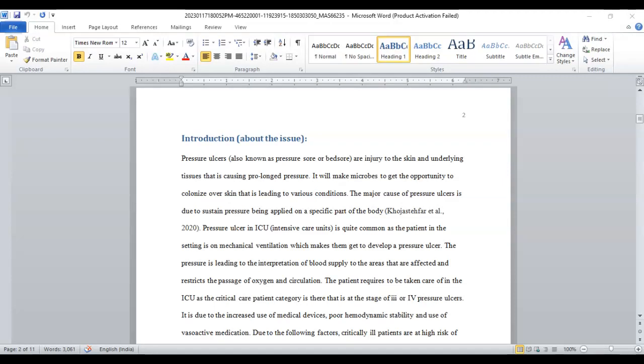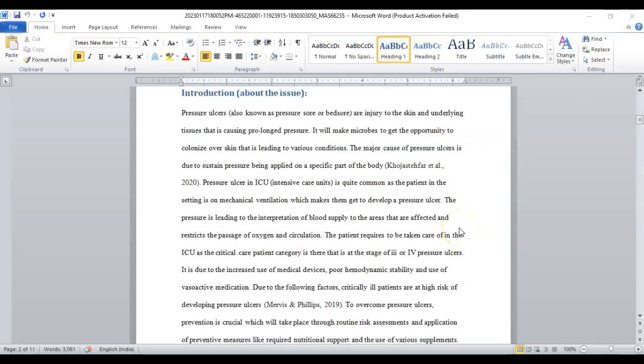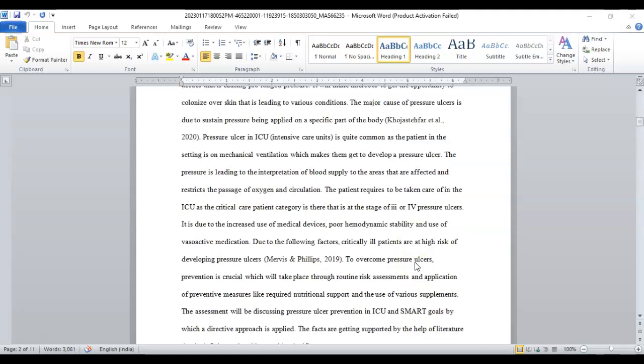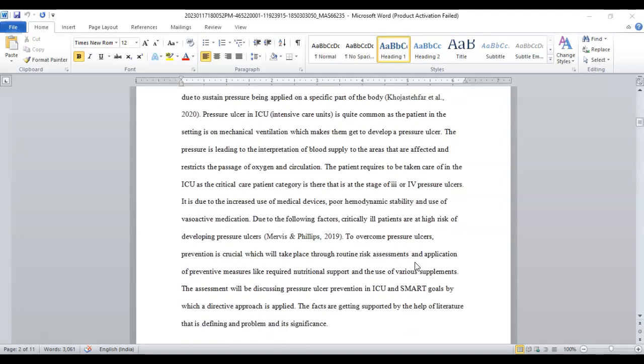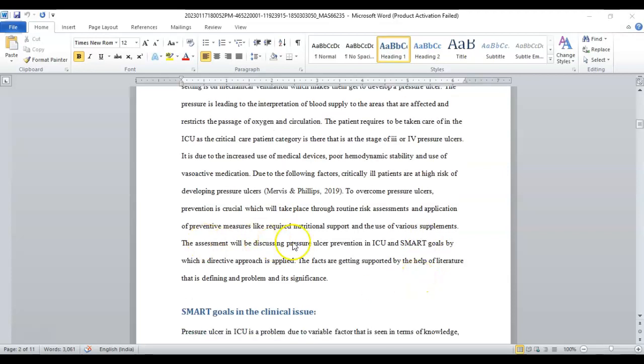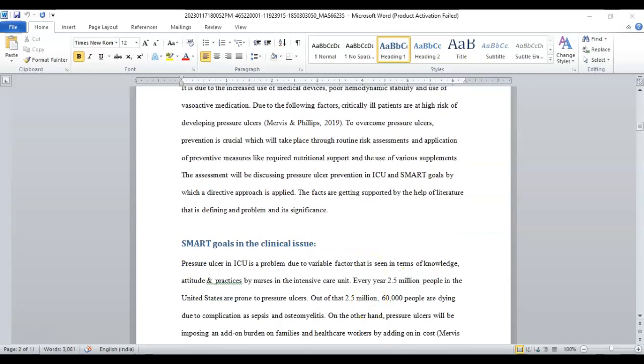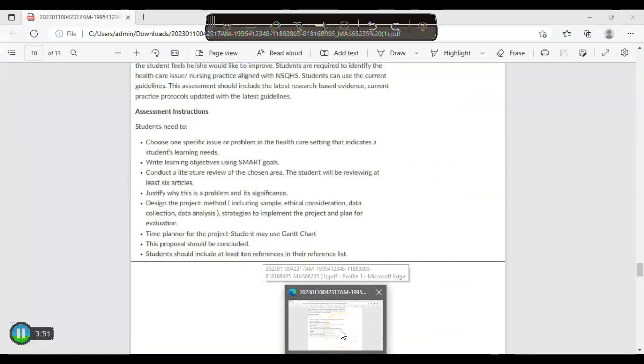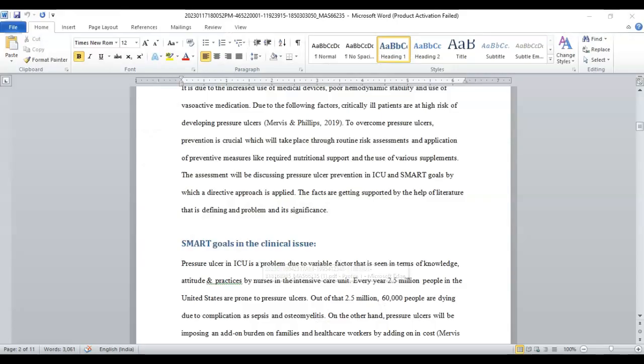So we are writing an introduction about this: why it is an issue, what major facts or figures lie behind this that support our evidence, where we are going to find this mostly, why we are facing so many cases in ICU, and how we are going to proceed with our assessment or project plan. After that, the second thing is the preparation of SMART goals.